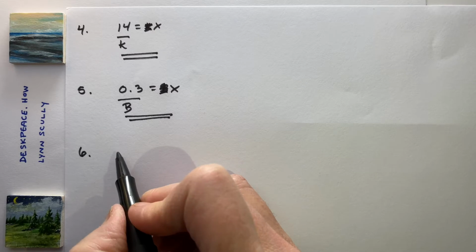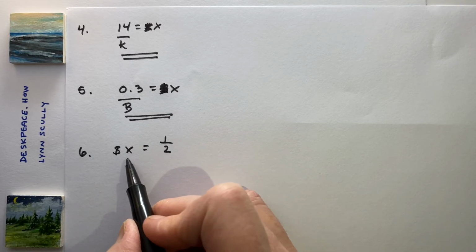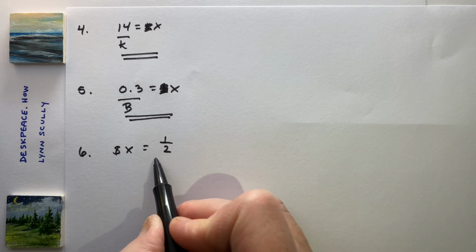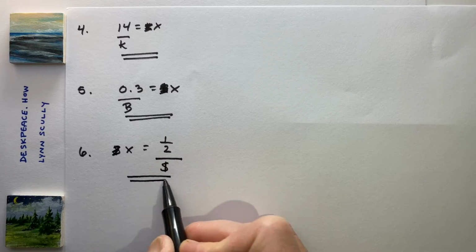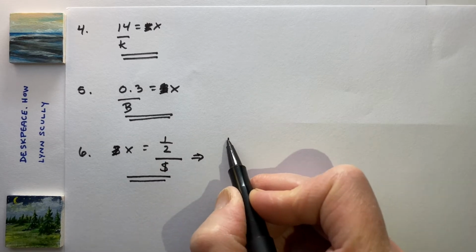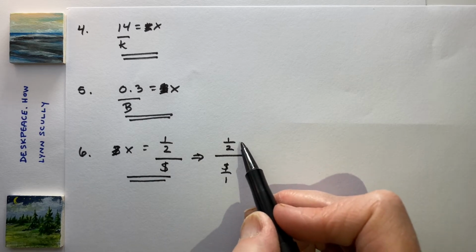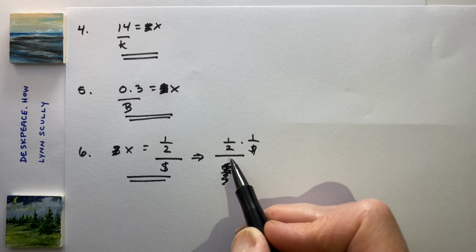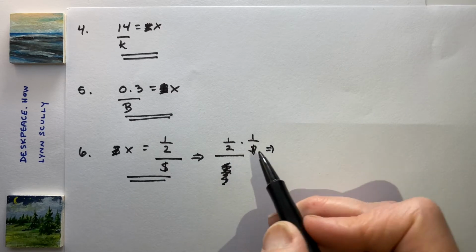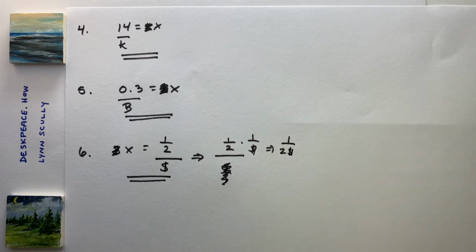Number 6. $x is equal to 1/2. Dollar sign's attached to my x by multiplication. Move it by division to the other side of the equal sign. I'm done. But I could clean up this complex fraction by flipping the bottom over, putting it at the top. After you've flipped it, you've gotten rid of the division. 1 times 1 is 1. 2 times $sign is $2. I can do that.